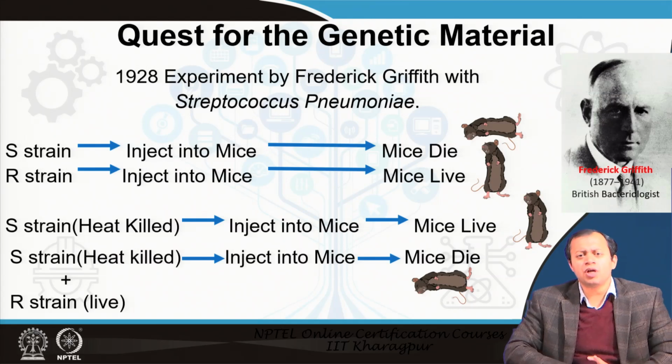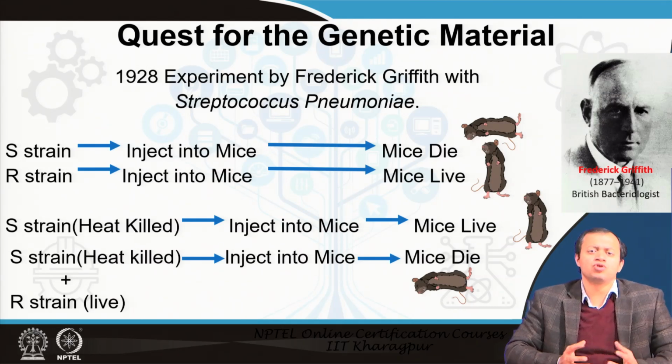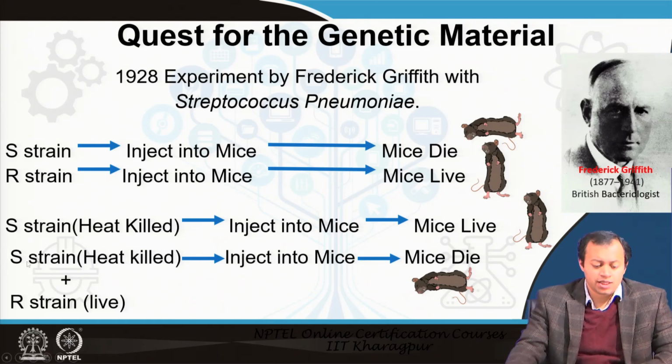However, the conventional wisdom was proteins are the most important macromolecules. Proteins perform a number of cellular functions: metabolism, cell reproduction, energy. So, protein should also be there to transfer information. Genetics should be controlled by proteins. This particular experiment shows that that might not be the case.